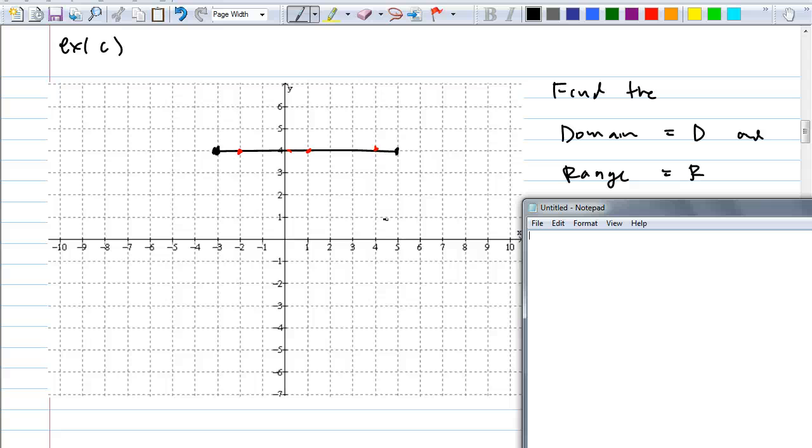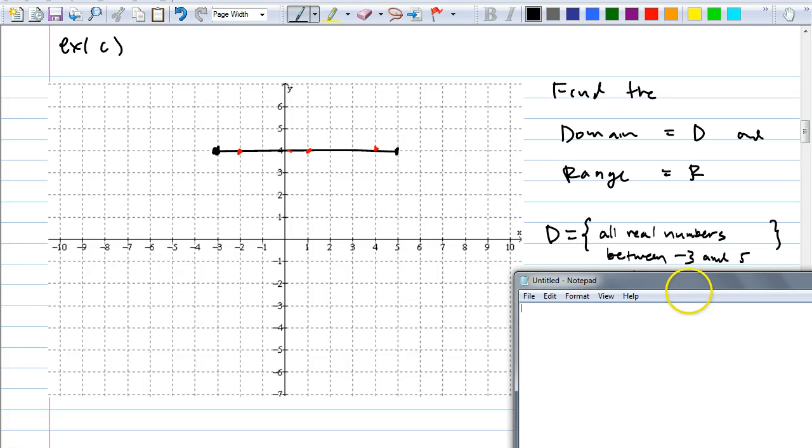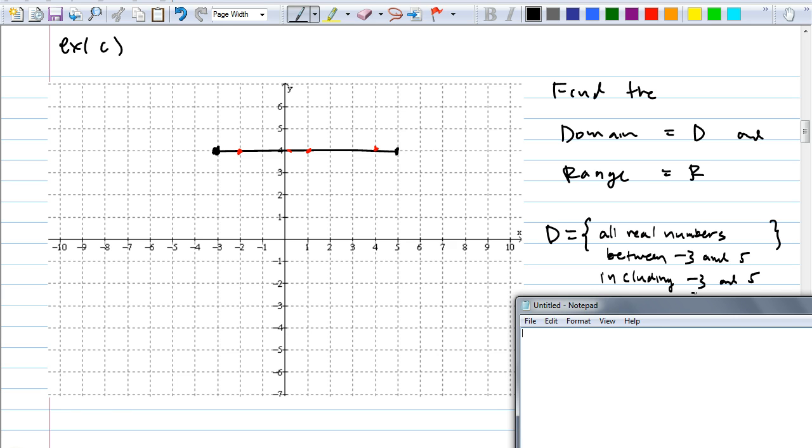William, what did you write down? All real numbers between -3 and 5. All real numbers between -3 and 5 is almost correct. If you say all real numbers between -3 and 5, that means you don't include -3 and 5. So guess what? You have to say including -3 and 5. Exactly right. Do you guys understand?